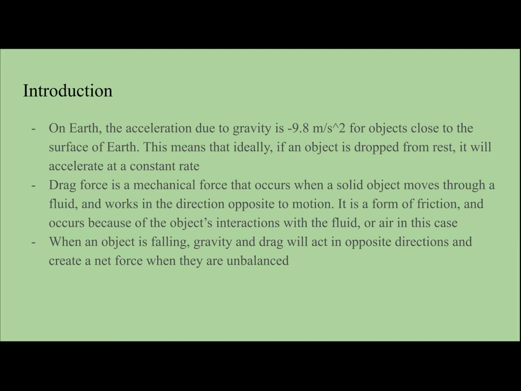So on Earth, the acceleration due to gravity is negative 9.8 meters per second squared for objects close to the surface of the Earth, and this means that ideally if an object is dropped from rest, it will accelerate at a constant rate. And drag force is a mechanical force that occurs when a solid object moves through a fluid, and it works in the direction opposite to the object's motion.